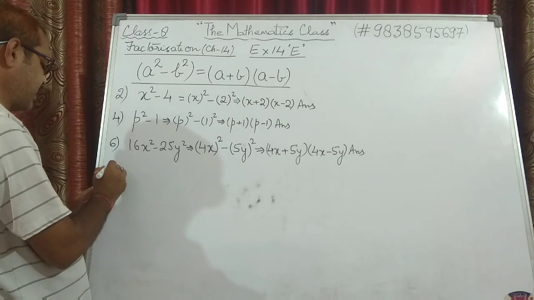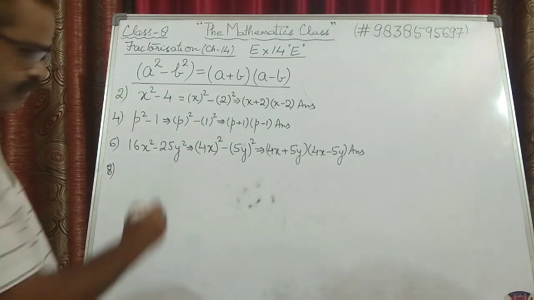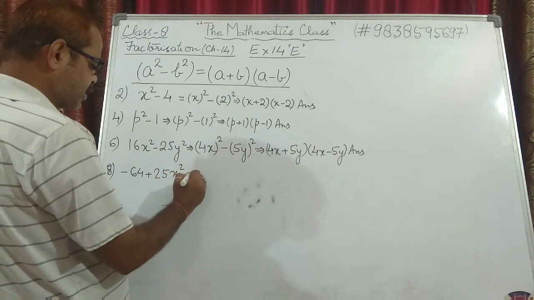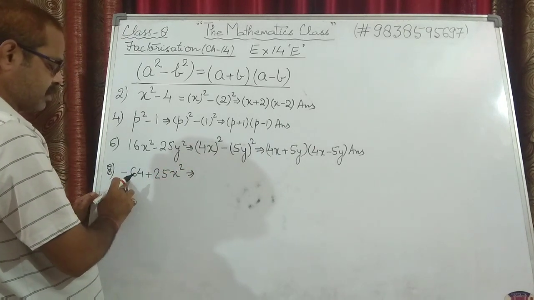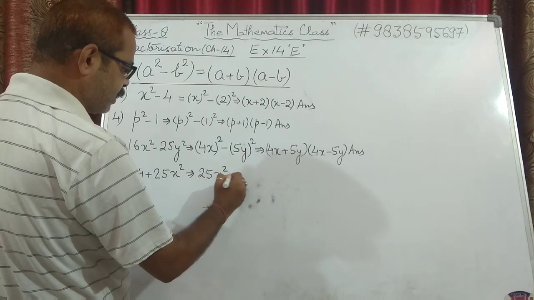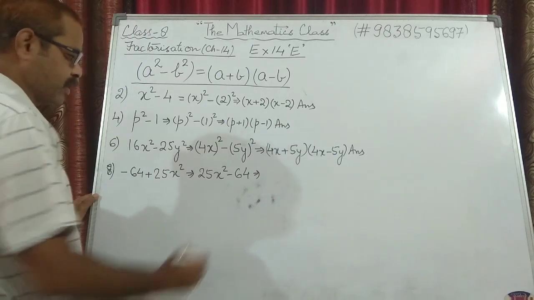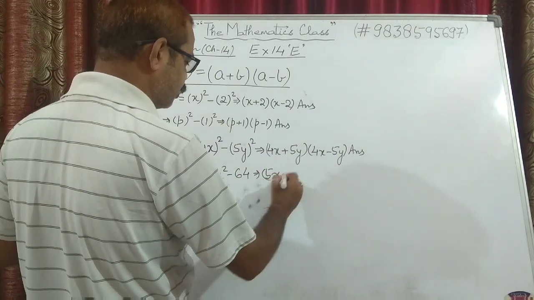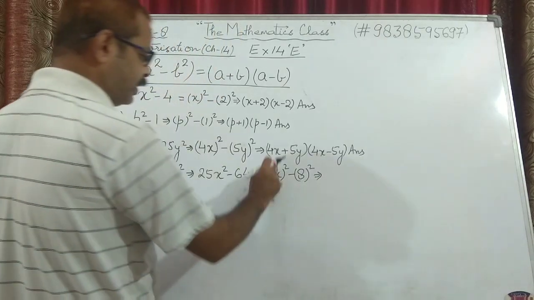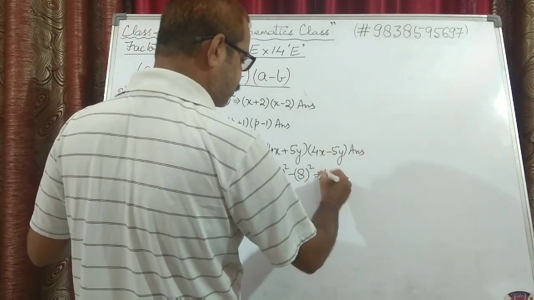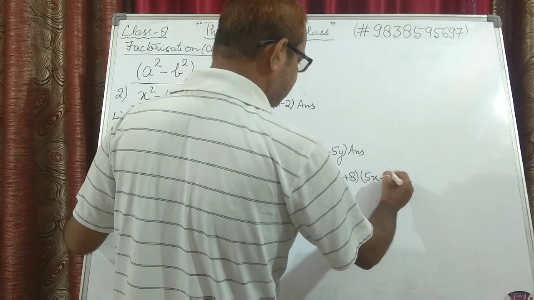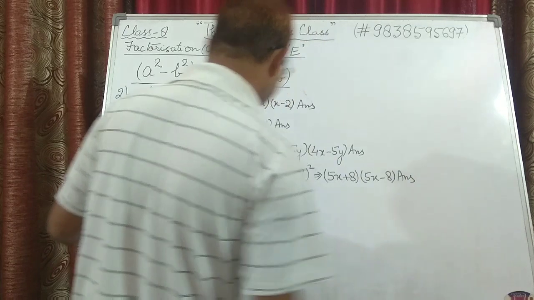Now we move on to question number 8. It is minus 64 plus 25x square. We will write the 25x square first and the other term next, so this can be written as 25x square minus 64. Now 25x square can be written as (5x) whole square, and 64 is the square of 8, so 8 square. This has been written in the form of a square minus b square, which can be written as (a plus b) and (a minus b). a is 5x, b is 8, so (5x plus 8) and (5x minus 8).